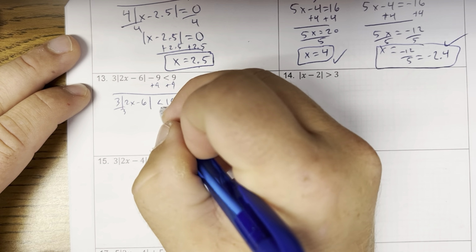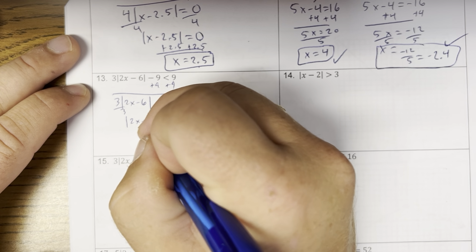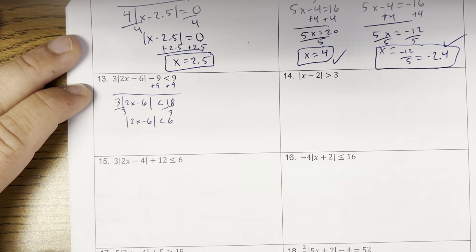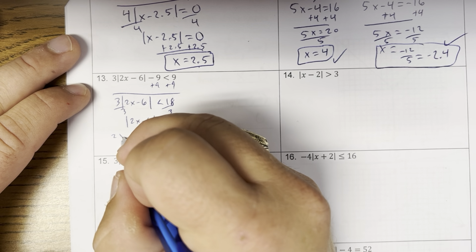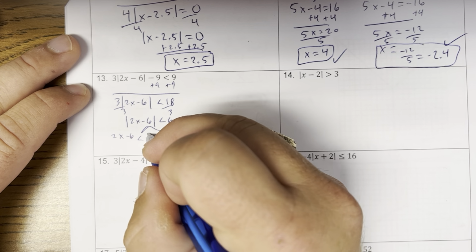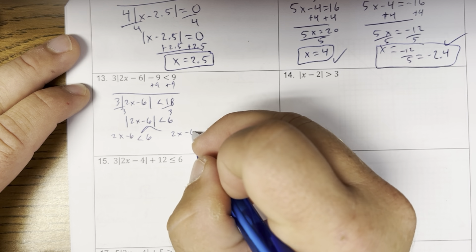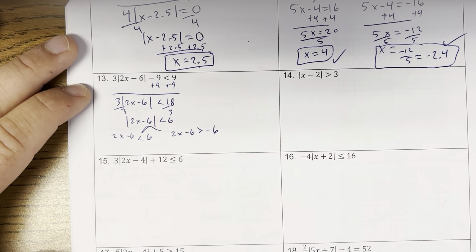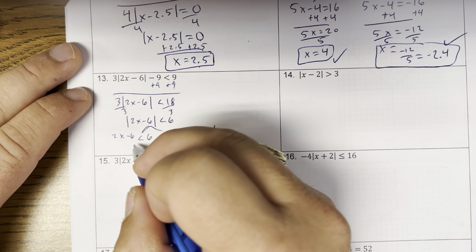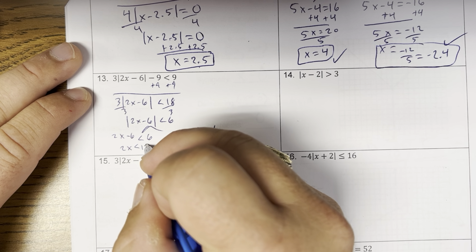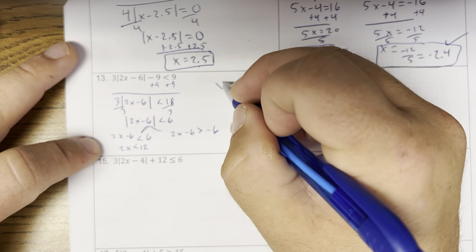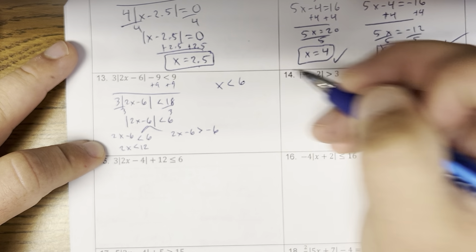We'll divide by 3. And then it's time to split. So 2x minus 6 is less than 6, and also 2x minus 6 is greater than -6. Then we'll add the 6 over, and so we get 2x is less than 12, and we'll divide by 2 to get x is less than 6.